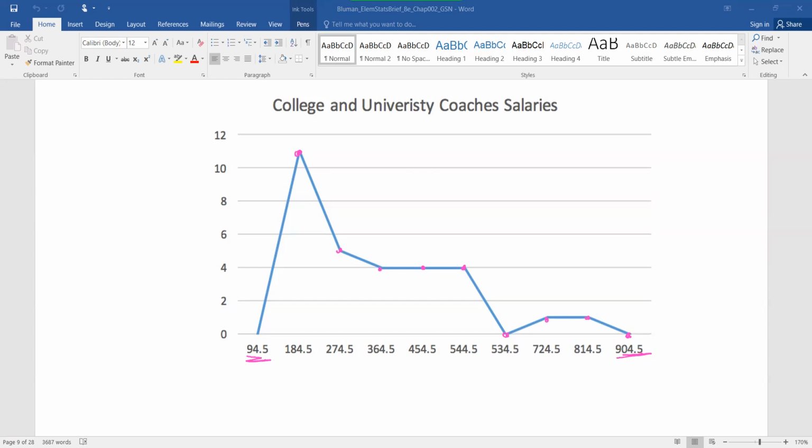Pretty straightforward. A couple of things too. You still got to give it a name, and you still got to label your axis. So what's this axis going to be? And then what would this one be?